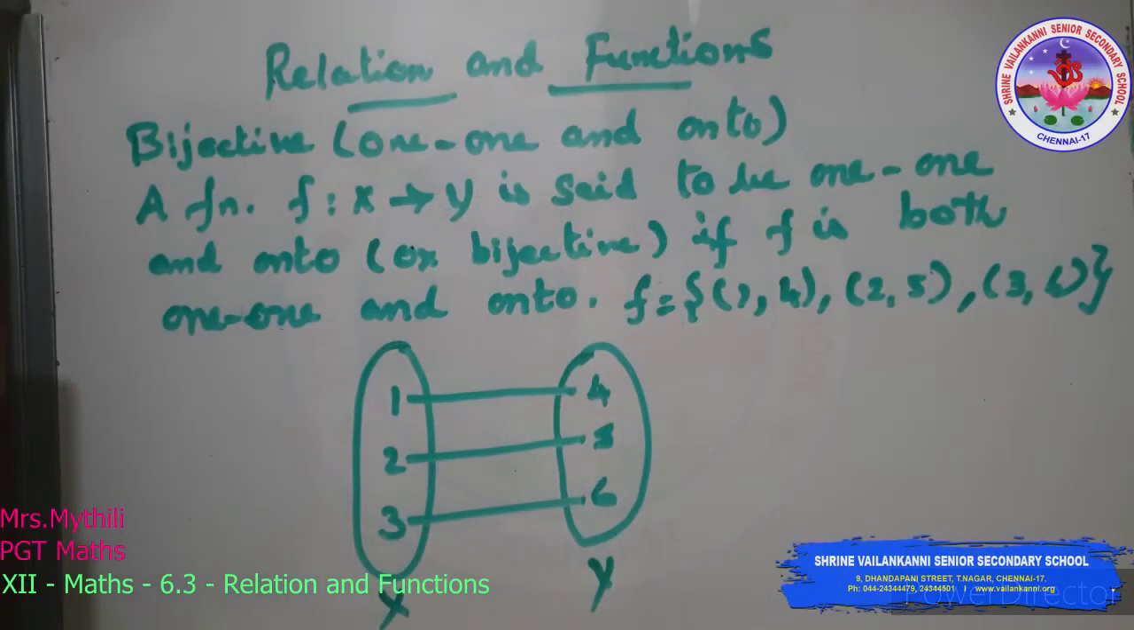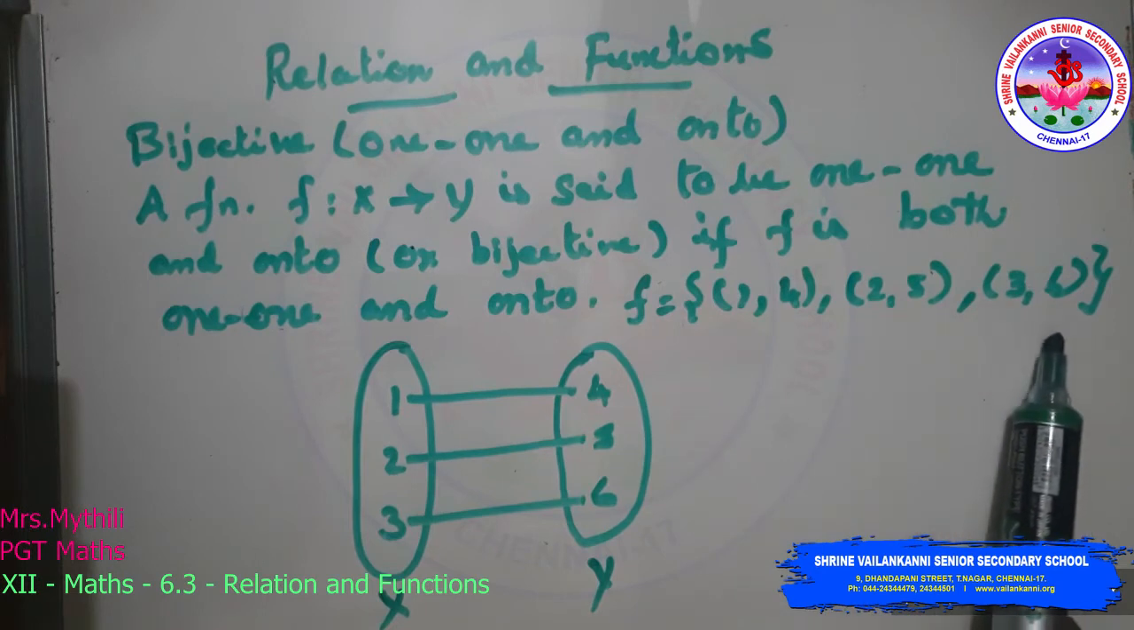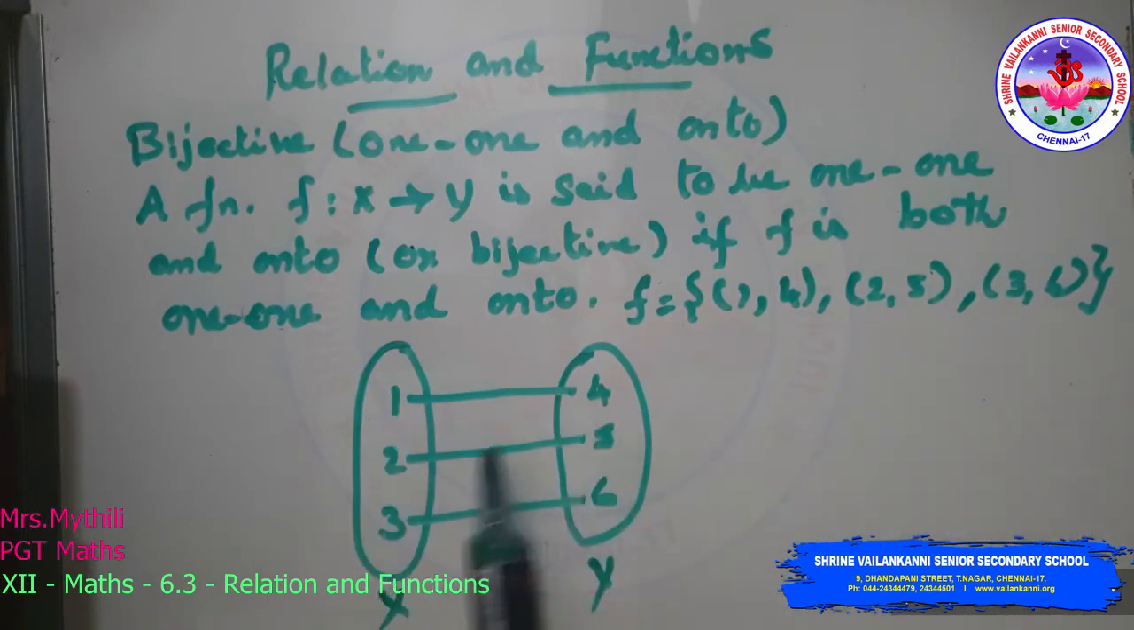Hello children. Next we are going to see about bijective function, which is 1-1 and onto. A function f from X to Y is said to be a 1-1 and onto function, or bijective function, if f is both 1-1 and onto. A function is given as f = {(1,4), (2,5), (3,6)}. That is, 1 to 4, 2 to 5 and 3 to 6.